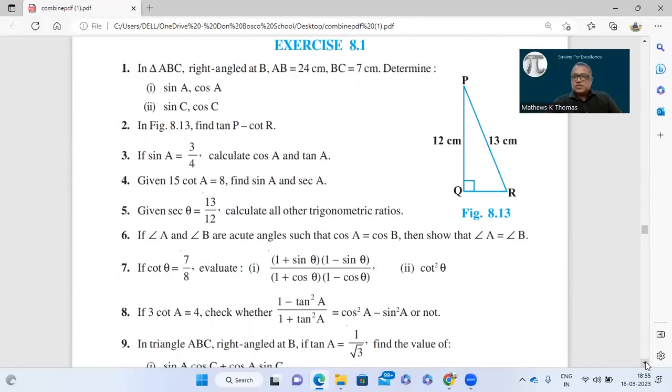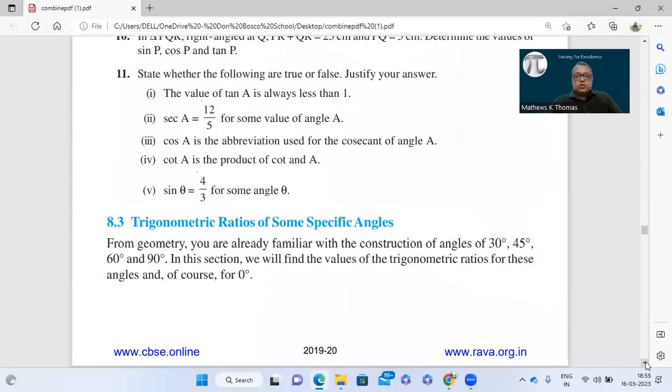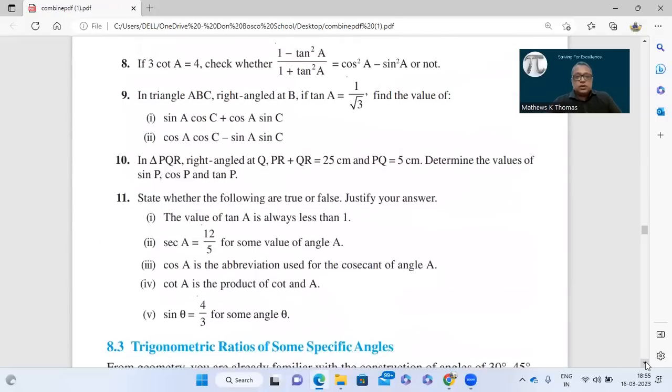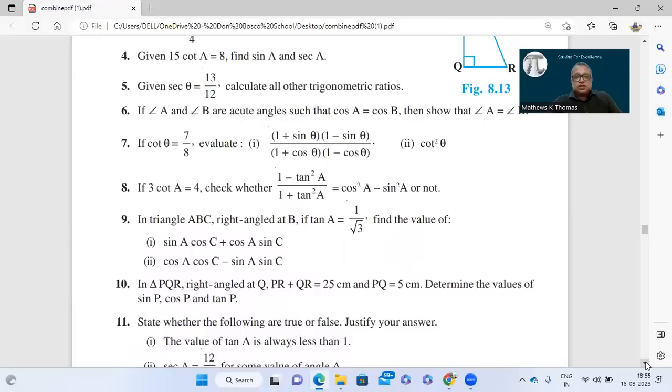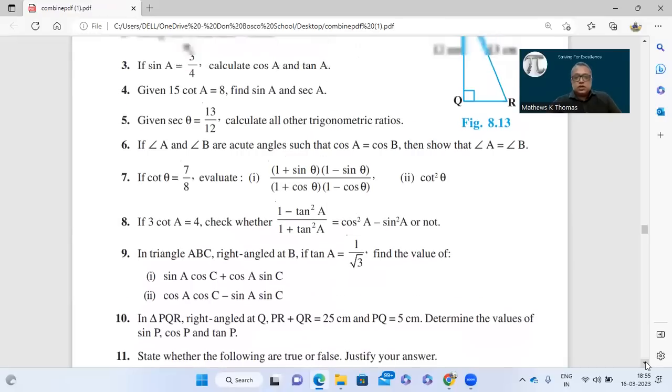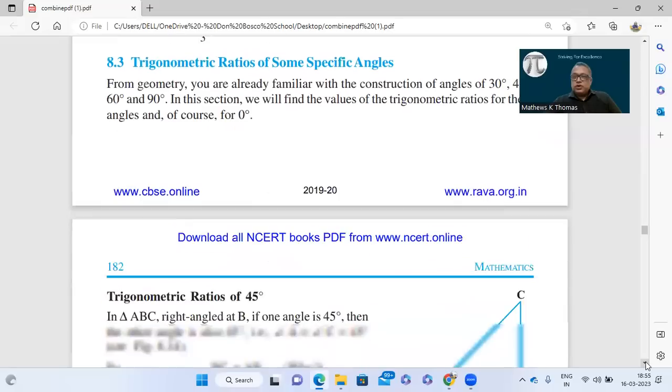Most of the questions in 8.1 are the same type of questions. So you should be able to do these very easily. This question number 6, kindly mark this important, question number 6, and also question number 10. 6 and 10 are important.